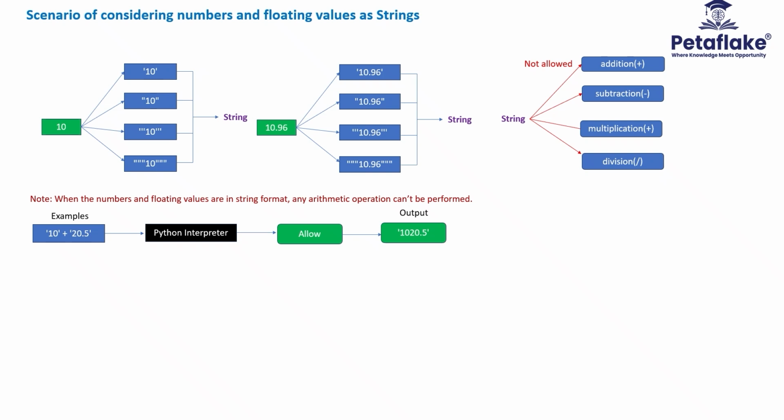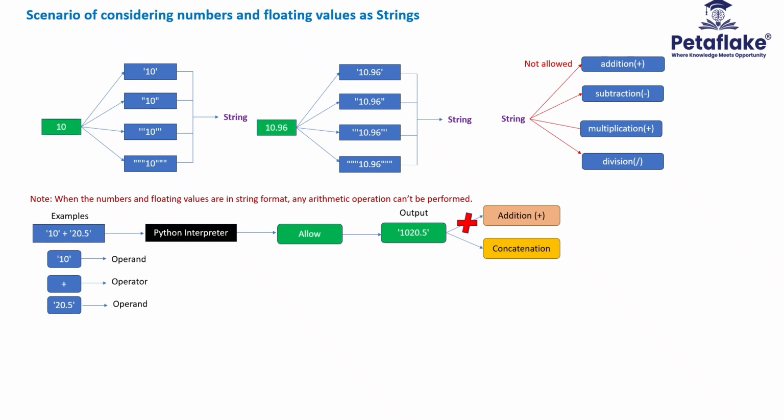The reason for accepting this line of code is that the plus operator is designed to behave differently when the operands on both sides of the operator are strings. Plus is an operator. The values used on the left-hand side and right-hand side of the operator are called operands. When both the operands are strings, plus operator will concatenate both the strings instead of doing the actual addition operation. Concatenation means combining two strings together one after another.